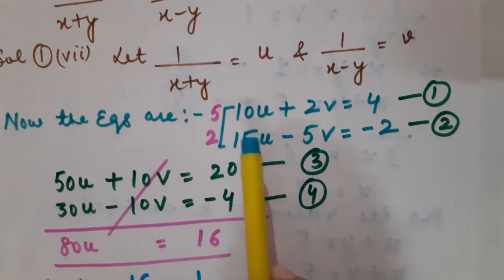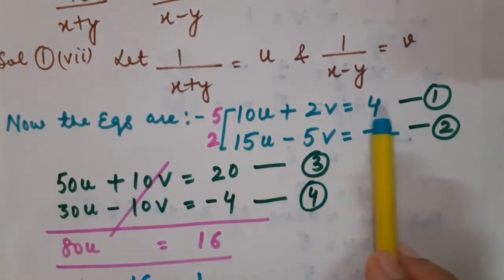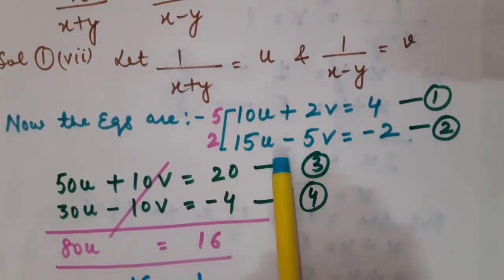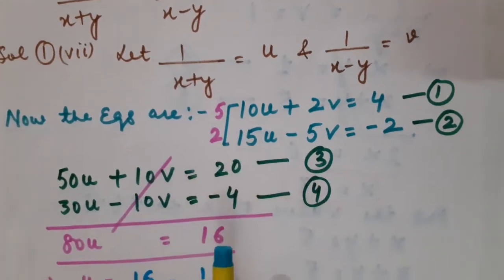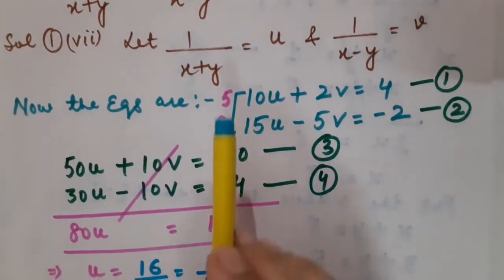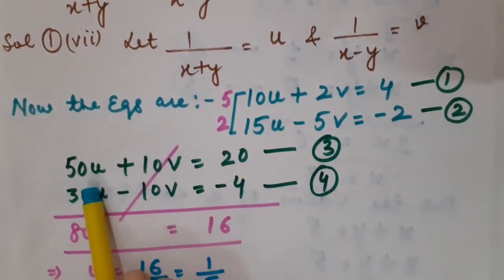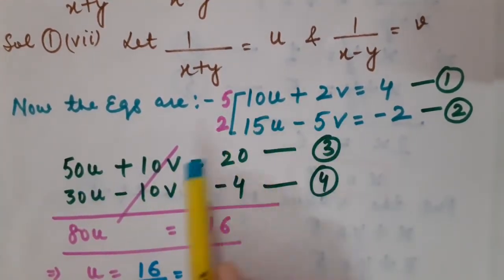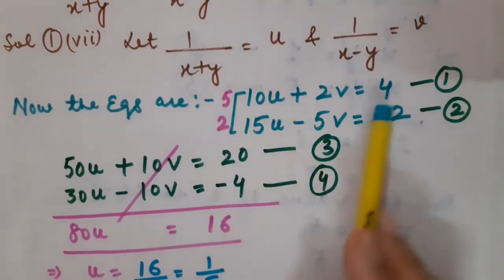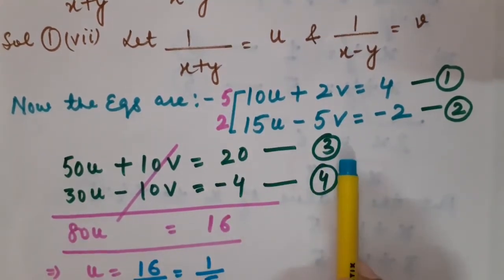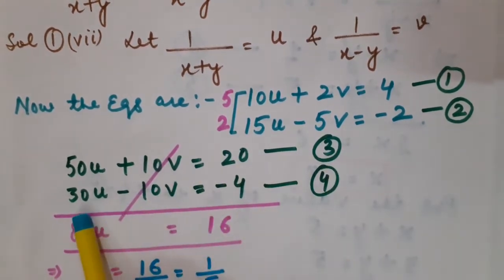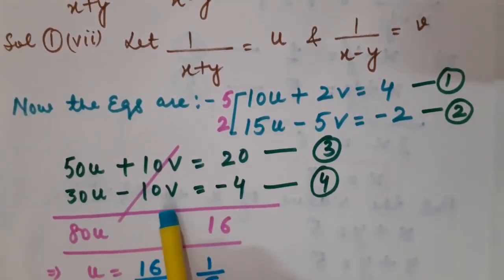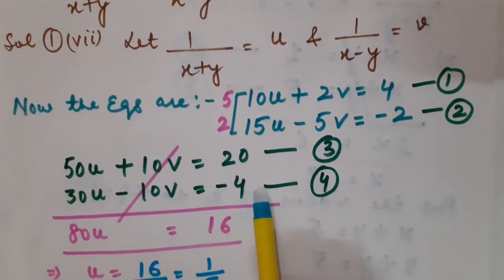So what I observed, if I multiply equation number 1 by 5 and equation number 2 by 2, what is the new form of the equation that I am going to get? This is 10 into 5, you will get 50u plus 10v is equal to 5 4s are 20. This is equation number 3. Now I am multiplying equation number 2 by 2. So what I am going to get? 30u minus 10v is equal to minus 4.